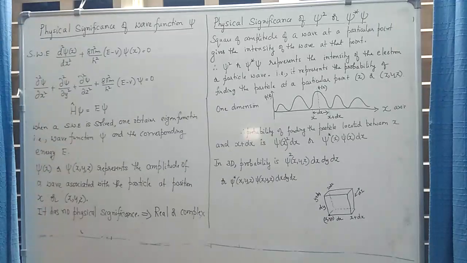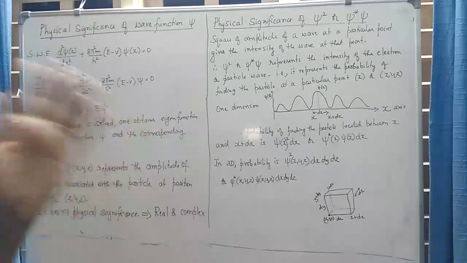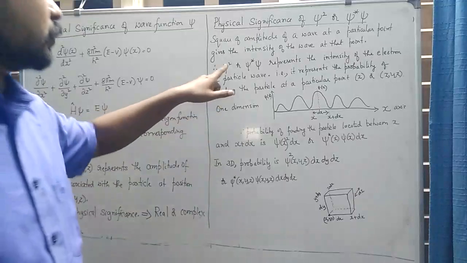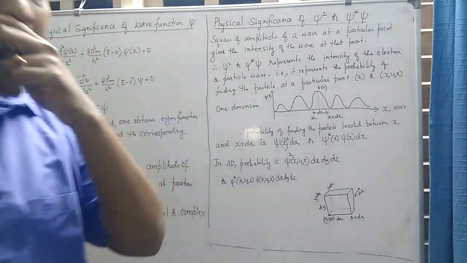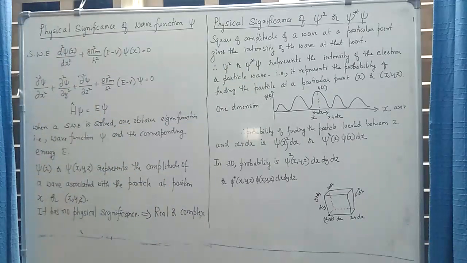Lesser the amplitude of the wave at a particular position, lesser is the intensity. So intensity is directly proportional to amplitude square. The same analogy can be applied to this particle wave also. So what is psi square or psi star into psi representing? They represent the intensity of the electron or the particle wave.